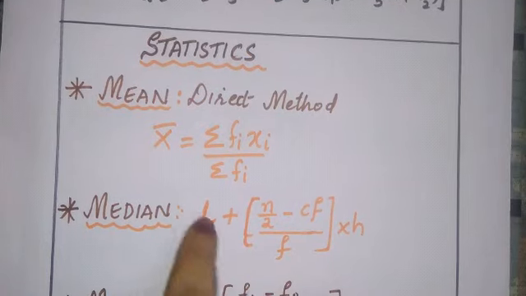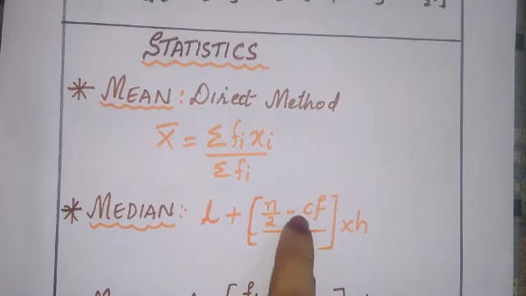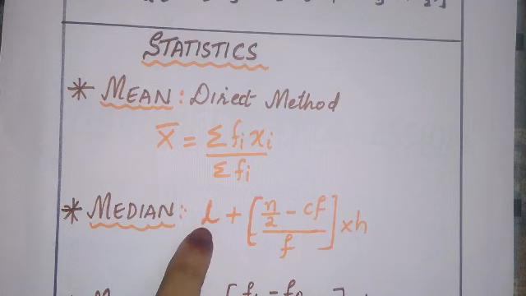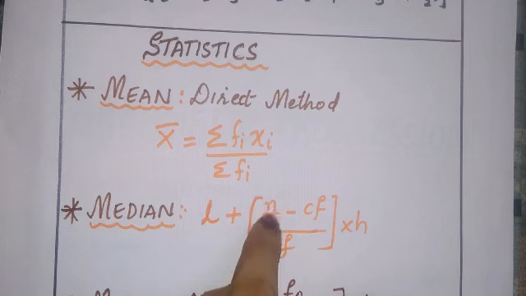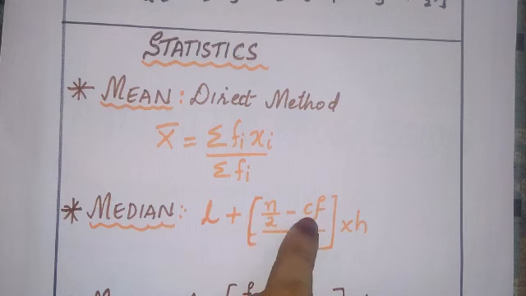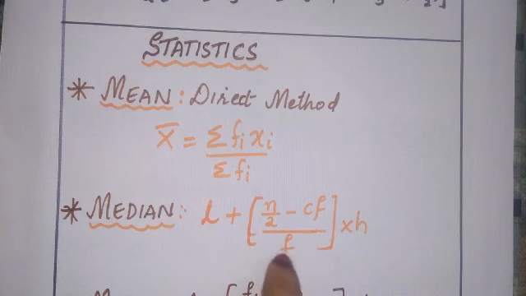For median, L plus (n by 2 minus Cf) upon f into h. L is nothing but the lower limit. N is nothing but the total of frequency. Cf is cumulative frequency. f is the frequency, and h is the size of the class interval.